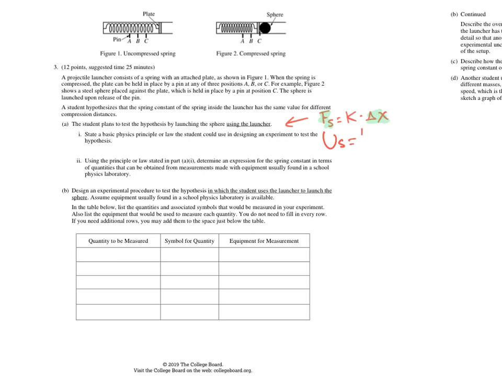The energy of a spring is equal to 1/2 K times displacement squared. It's a lot of the same stuff that we need as far as displacement, but we're going to have to get creative with how we solve for the energy. So I think that's their goal on this, because they said to solve it using a physics principle or law. They're going to want it set up using the conservation of energy equation. So using that principle, determine an expression for the spring constant in terms of quantities that can be obtained from measurements made with equipment usually found in school.